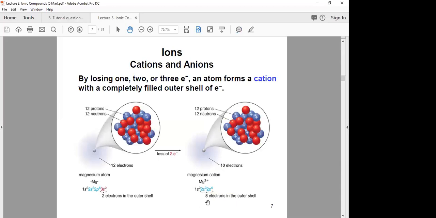Now let's look at the new electron configuration for magnesium. Once again, you can see the new valence shell is shell n equals 2, and look at the number of electrons there. So we have now a full outer shell. Once again, the magic number 8 electrons in the outermost shell. So by losing 1, 2, or 3 electrons, an atom forms a cation with a completely filled outer shell of electrons. It's not always a completely filled shell. It might be some of the subshells within the shell may be filled. Okay, so just keep that in mind also.